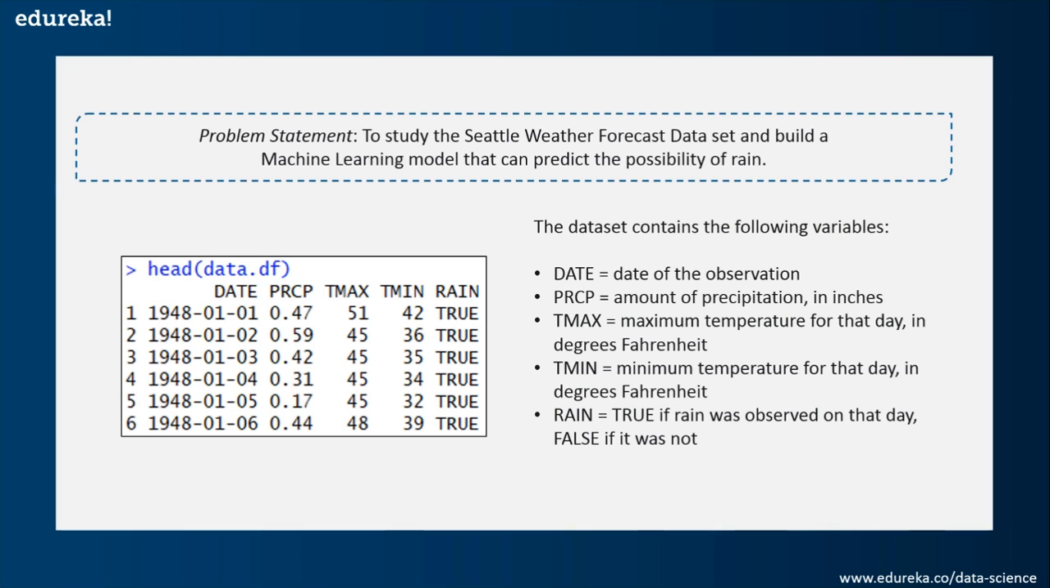Now, this is exactly where you understand that this is a classification problem. Since you have to predict whether or not it's going to rain, it means that your output is going to have two values, either yes or no, or true or false. So date, precipitation, maximum temperature and minimum temperature are your predictor variables, and your target or output variable is rain. You're going to use these four predictor variables in order to predict whether it is going to rain or not.